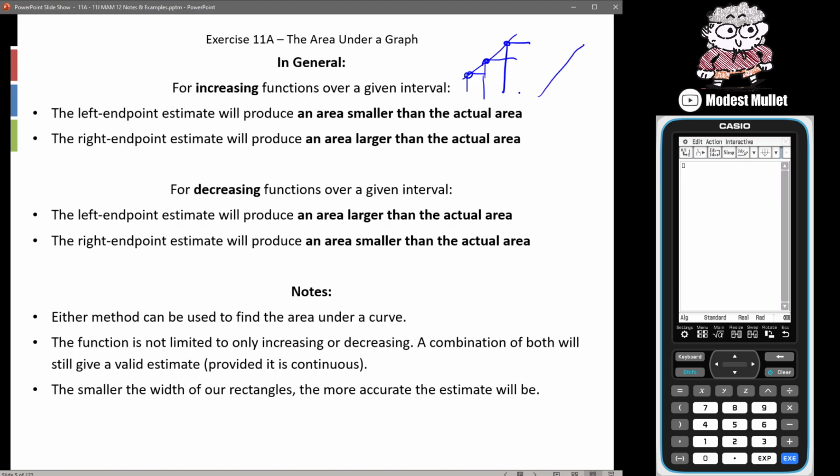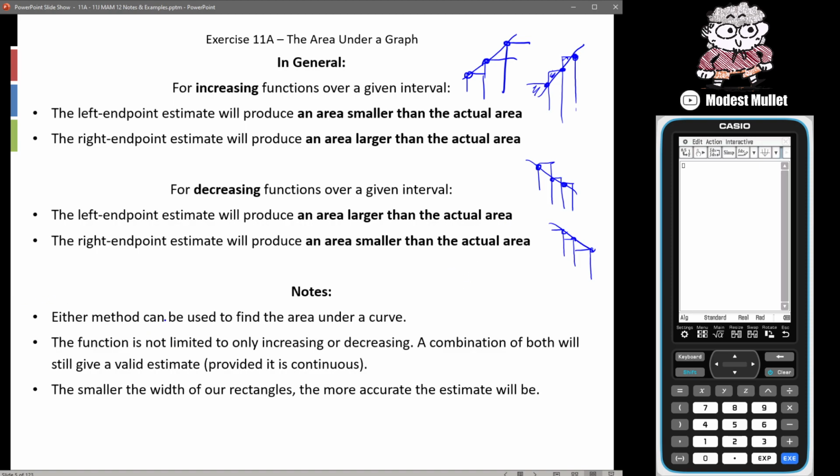But if the lines are going up and we do a right endpoint estimate, the right side of each of our regions is touching. So as we can see, we have excess, so our estimate will be larger than the actual area, and then this flips for a decreasing function. When we have a left point here, we've got an excess, and if we did a right point, like that, clearly our estimate is going to be less than.